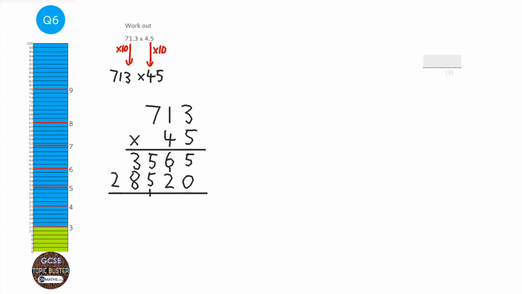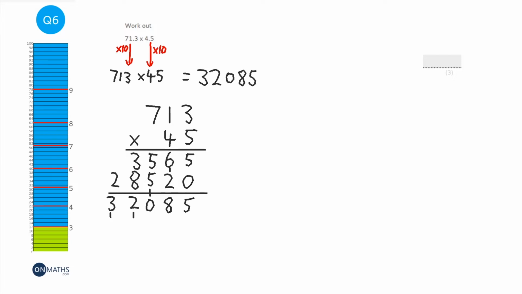Then we're going to add going downwards, so 6 times 2 is 12, 5 times 5 is 25, so it would be 8 plus 3, which is 11, plus the 1 is 12, and then 2 plus the 1 we carried, which is 3. So this is going to equal 32,085, but the problem is we times two numbers by 10, so we need to undo that.